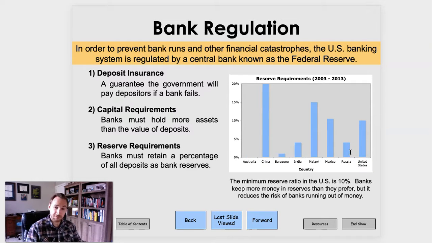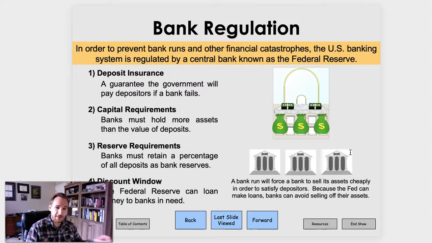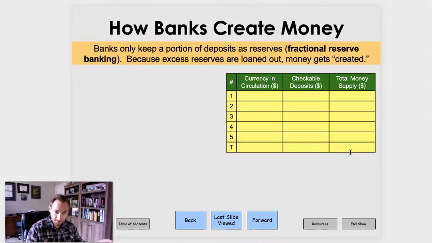Reserve requirements, which we just talked about: they have to keep a certain portion or ratio of that money on deck and liquid. And then the discount window. When in doubt, the Federal Reserve can loan money to private banks to avoid having bank failures.